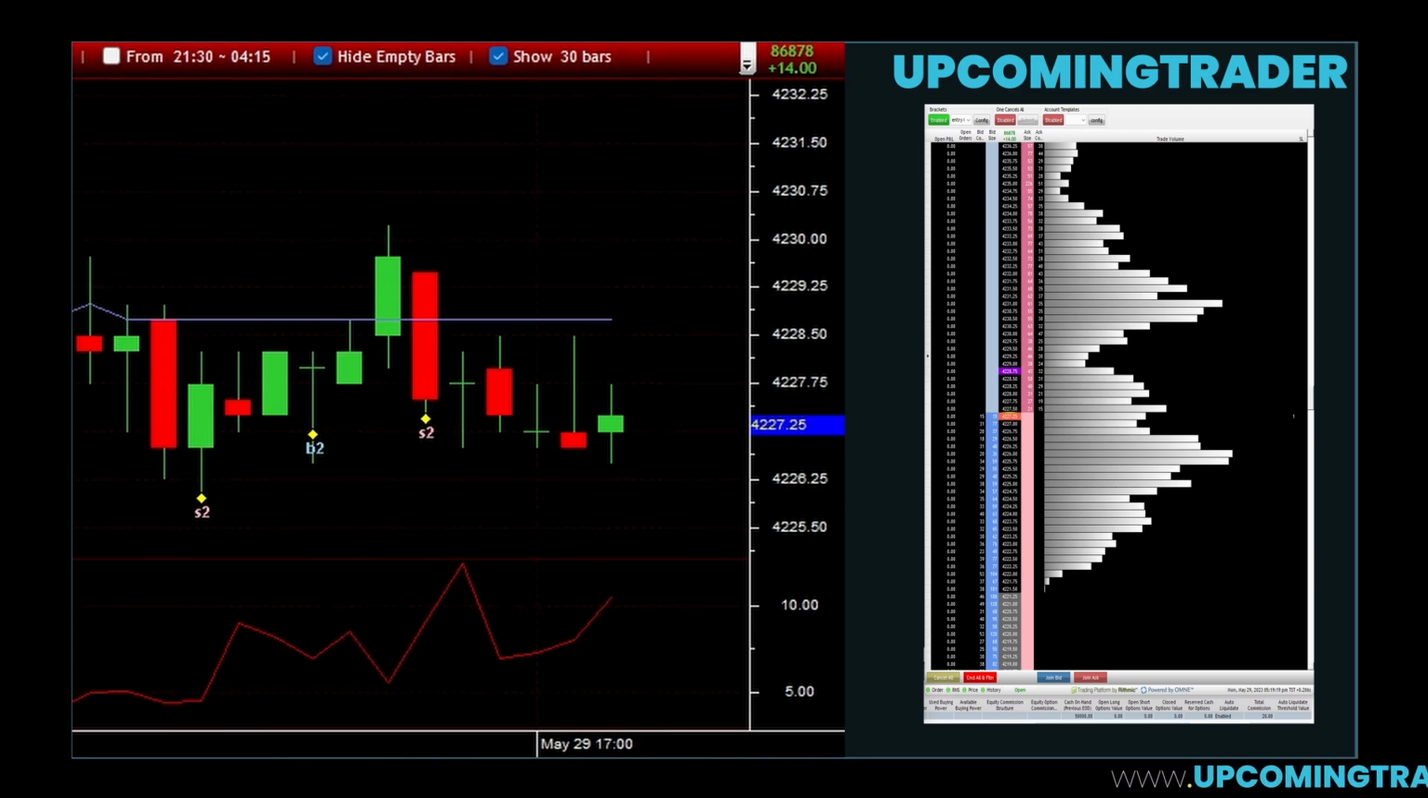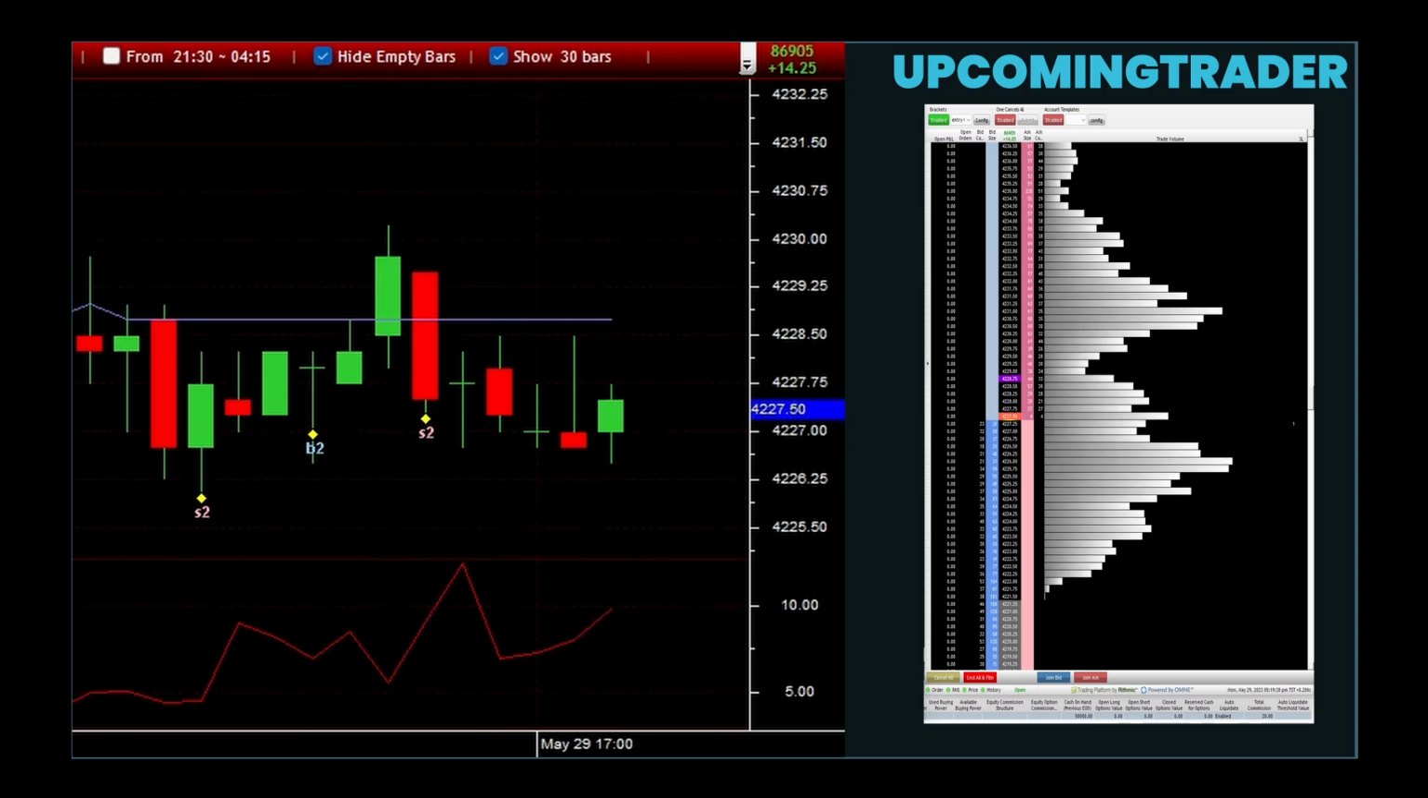Another useful pattern to recognize is the failed breakout. This occurs when the price breaks out of a level such as the value area or initial balance, but then quickly returns inside that range.